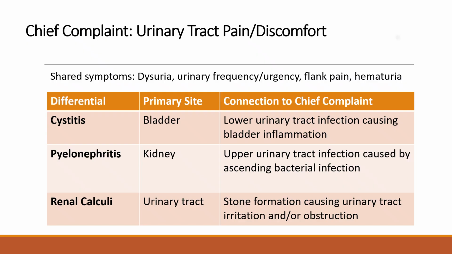Pyelonephritis is an upper UTI that develops when bacteria spread from the bladder to the kidneys, causing inflammation of the renal pelvis and kidney tissue.